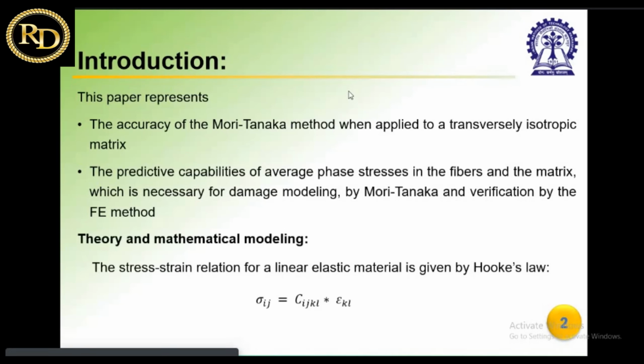So the theory behind it is that the stress strain relationship in the linear elastic region is given by sigma ij equals C ijkl into epsilon kl. So this epsilon is the elastic strain, sigma is the stress, and C is the stiffness matrix of the material.